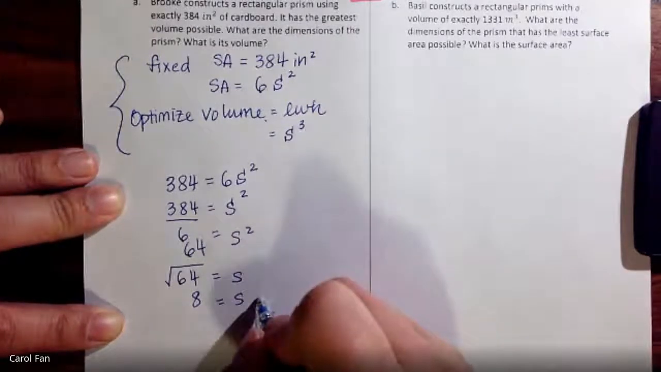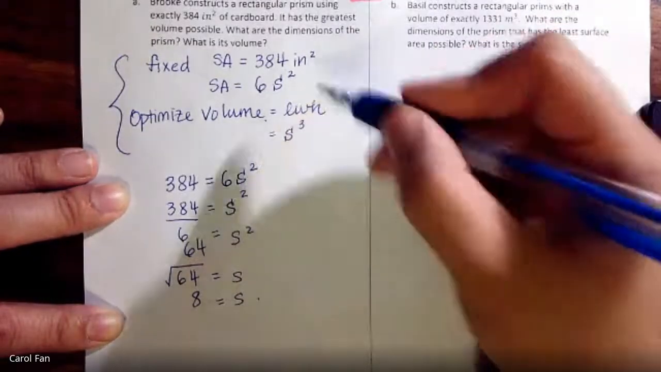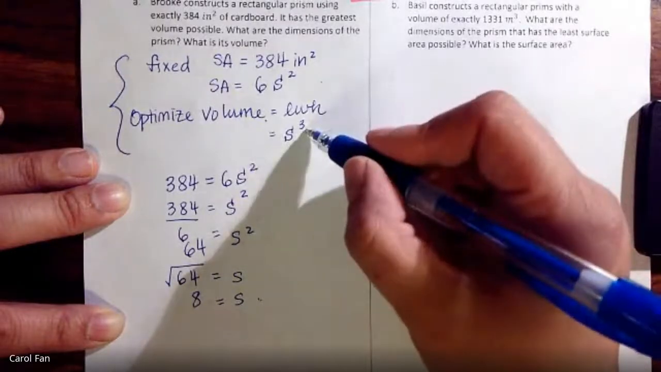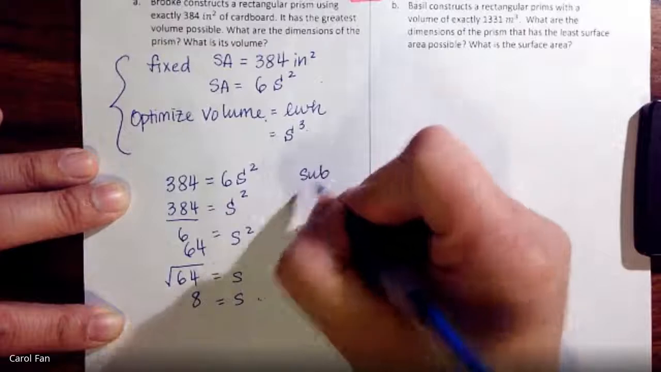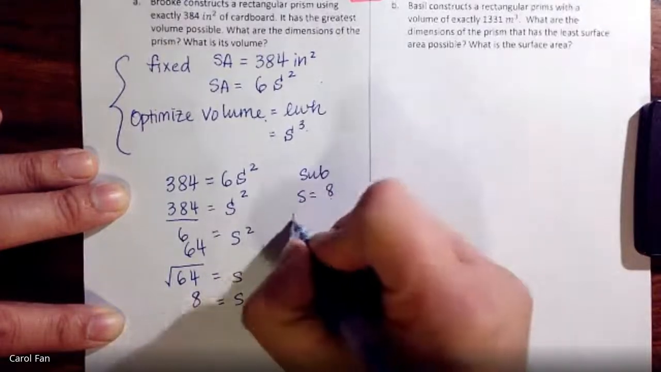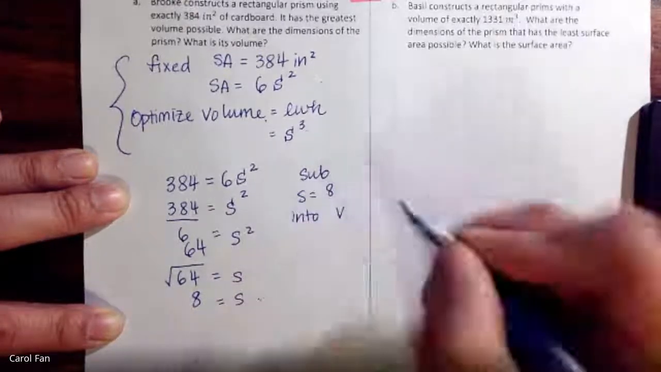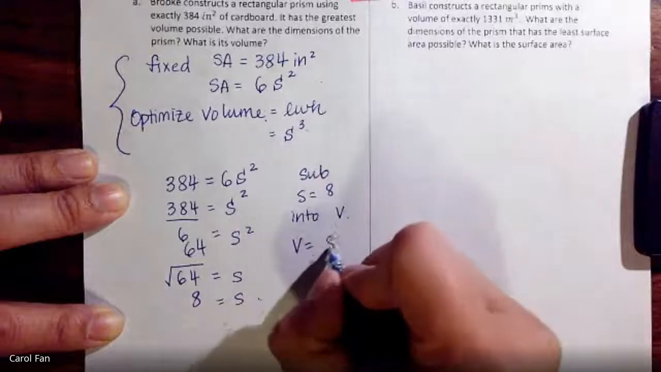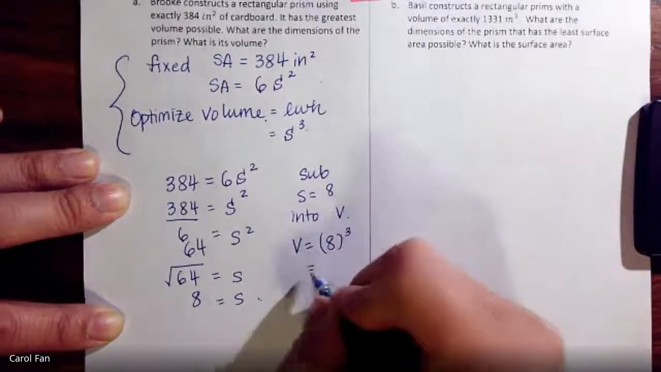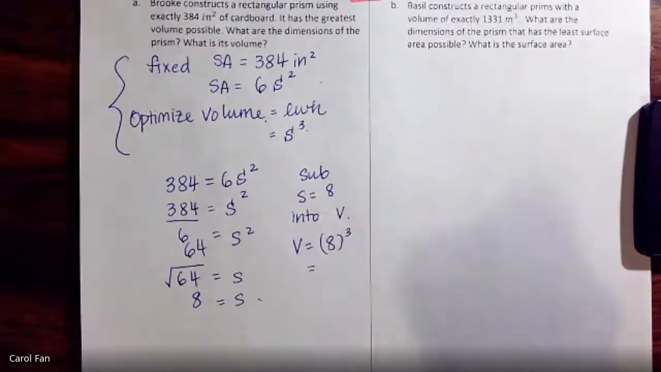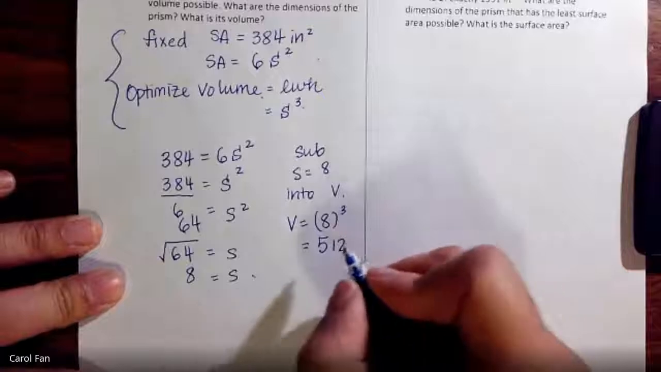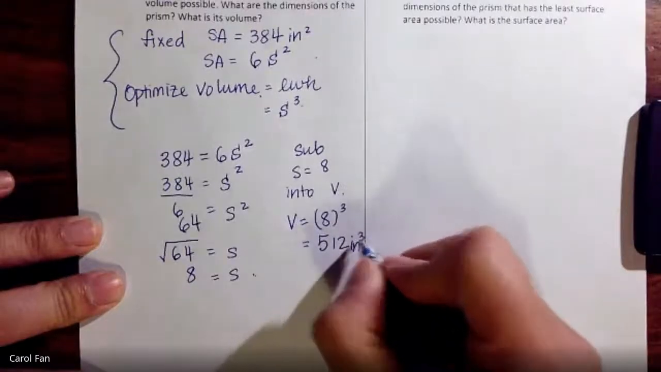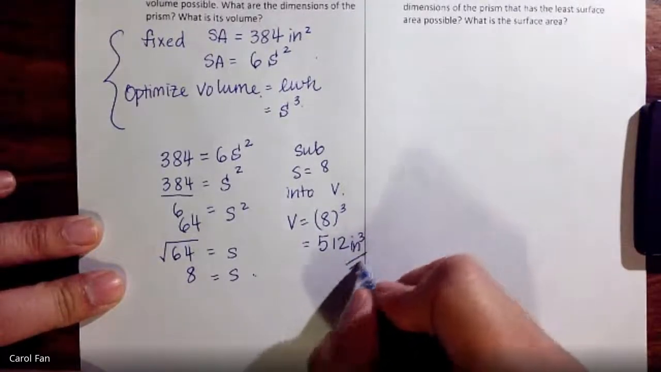I've rearranged the surface area equation, and I'm going to now substitute it into the volume. So sub s equal to 8 into volume. V is equal to 8 cubed. Throw that into your calculator, and 8 cubed is equal to 512 inches cubed.